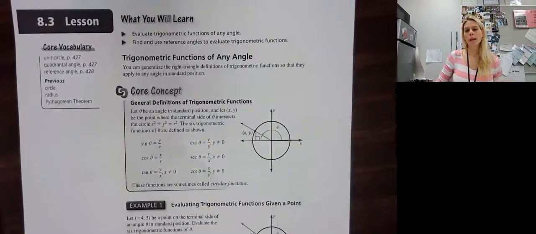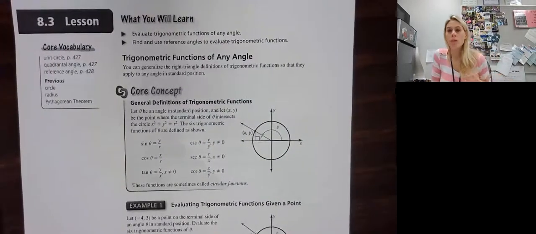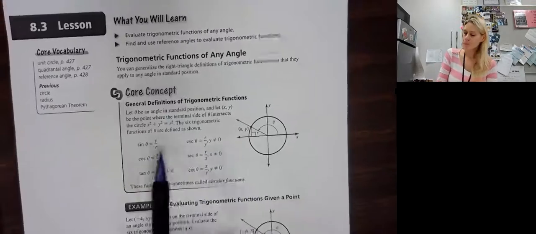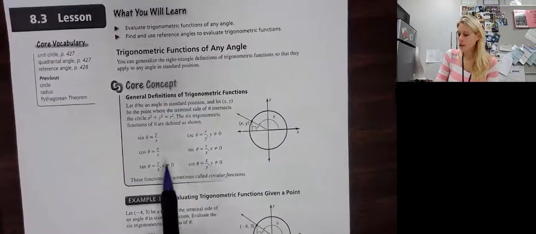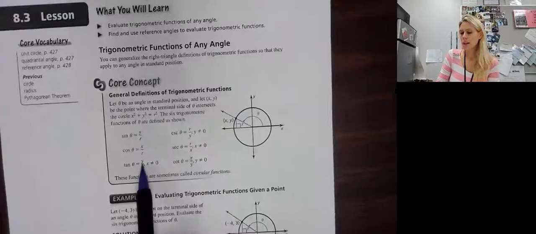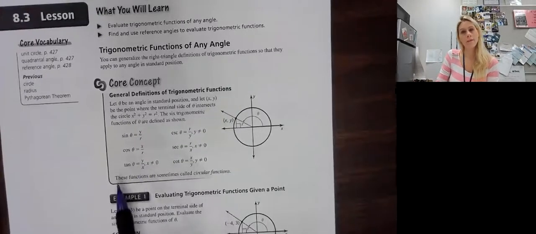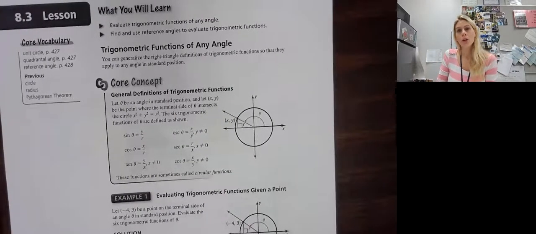So we're going to expand that a little bit, because what if we're not just dealing with the unit circle? What if we have other radiuses? So these are your general definitions right here. Sine is y over r. Cosine is x over r. Tangent is y over x. Think of tangent as your opposite over hypotenuse, right?